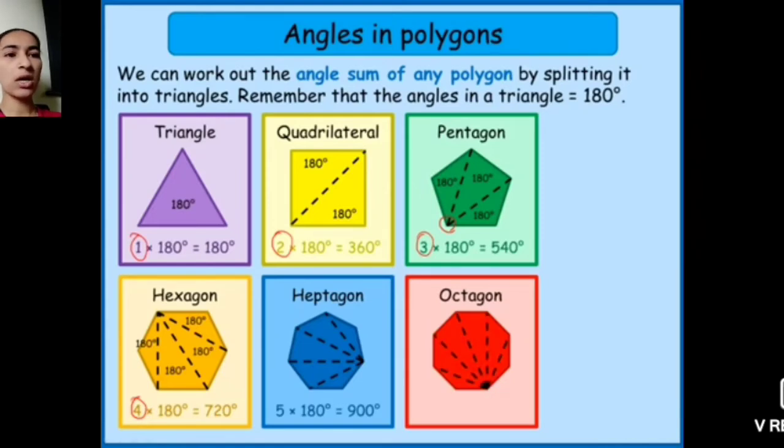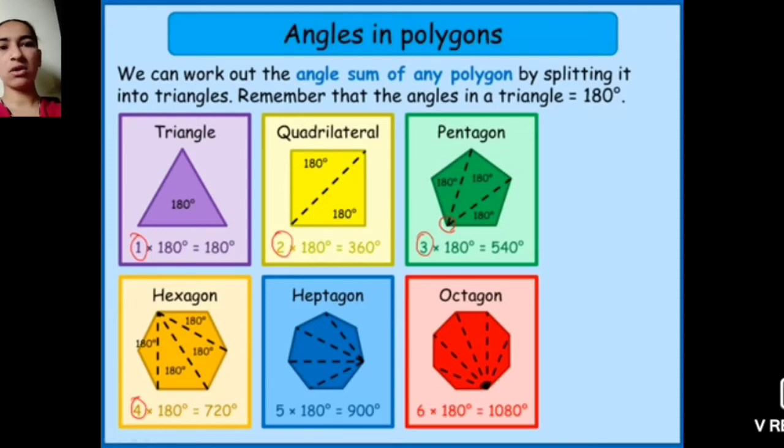Now what about an octagon? An octagon has 6 multiplied by 180, that means there are 6 triangles in an octagon. So the addition of all the angles is 1080. Okay students, understand this? In that also there is one formula for finding the sum of all angles. Now in a triangle how many sides are there? Yes students, 3 sides are there.